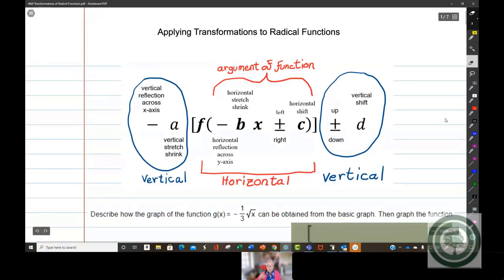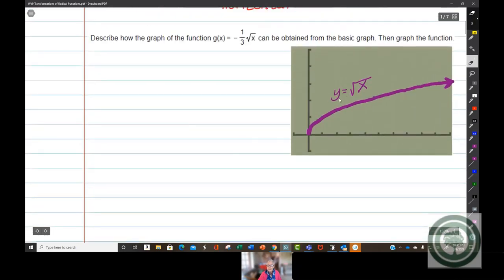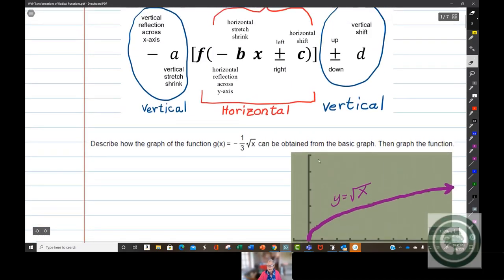Here we are, and we are going to apply all that stuff we learned about transformations back on February 18th to radical functions. In particular, at least at the beginning here, to square root functions. And this is the basic function y equals the square root of x. Okay, and then it's being transformed here.